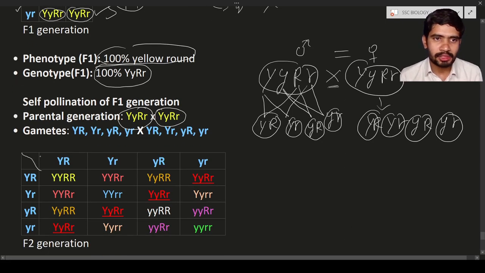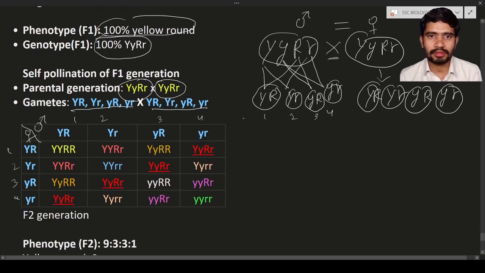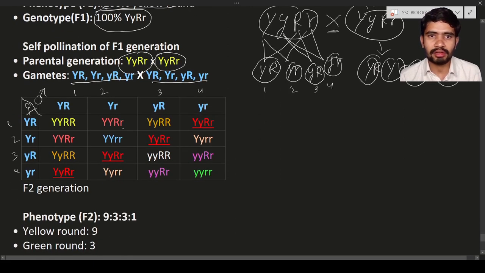Here you can write male parent and female parent. So see the combination. So 1, 2, 3 and 4 type of gametes. 1, 2, 3, 4. Here also 1, 2, 3, 4. Four types of gametes here we have taken in the checkerboard, or Punnett square. So these are the gametes that you will get. Now do the combination. If you do the combination, you will get all these.